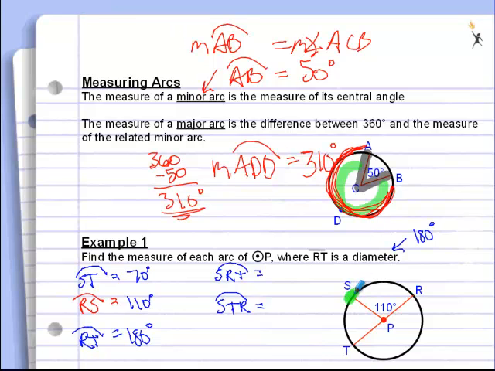One of them goes SRT, and one of them goes STR. So you'll notice that they are not exactly the same angles. Now I already knew that this is 70 and this is 180. So now I just need to figure out what these two major arcs are.